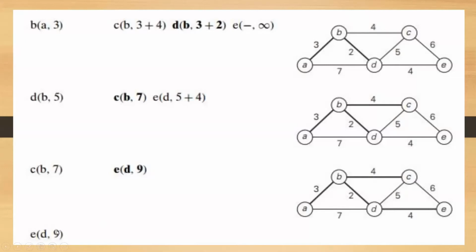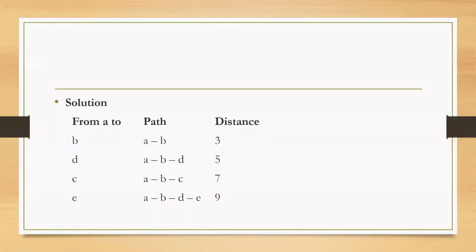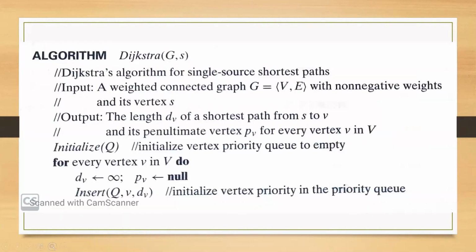So what it tells us is you are getting two outputs. One is the distance of each vertex, and another is through which parent vertex you are reaching the current vertex. That is the penultimate vertex, also called the parent vertex. Okay, now let us see how the algorithm goes.